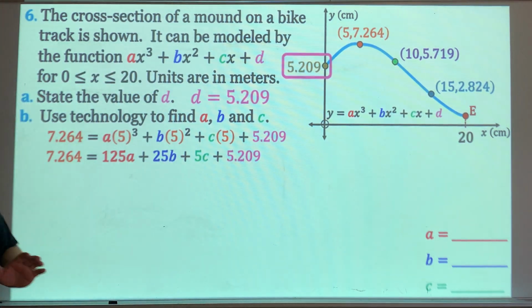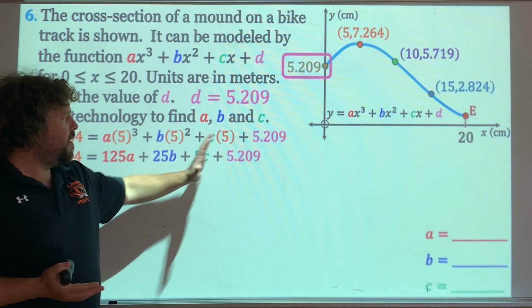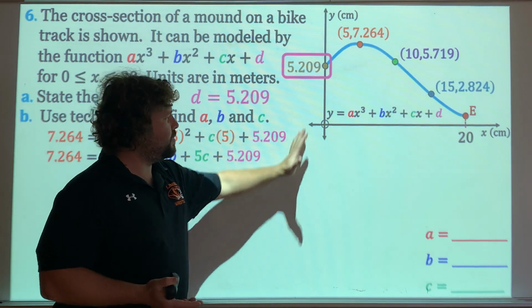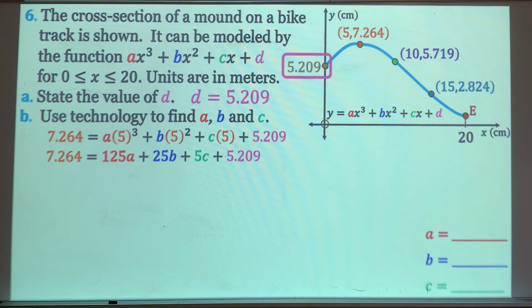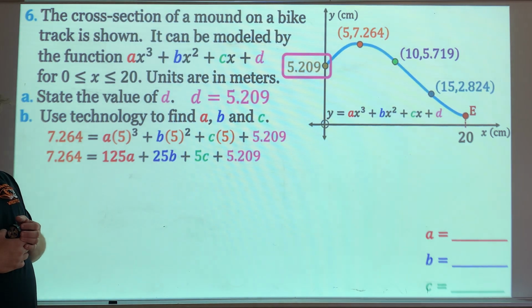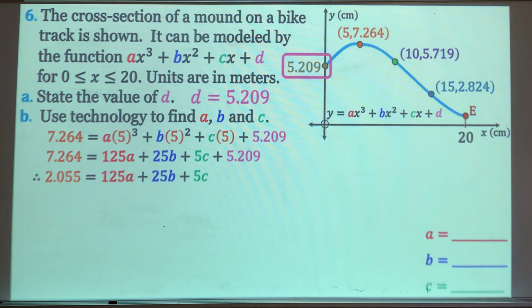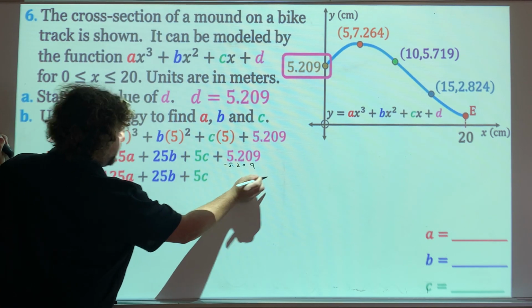Now, here's the problem. I can't plug this into my calculator. I got my a, b, c, my x, y, z, right? But this isn't a fourth variable. There's no variable here to solve for. So I can't do that. So what do I have to do? Is there anything I can possibly do? Give you a hint. What can I do? You can actually subtract. You're going to subtract this 5.209 from both sides.